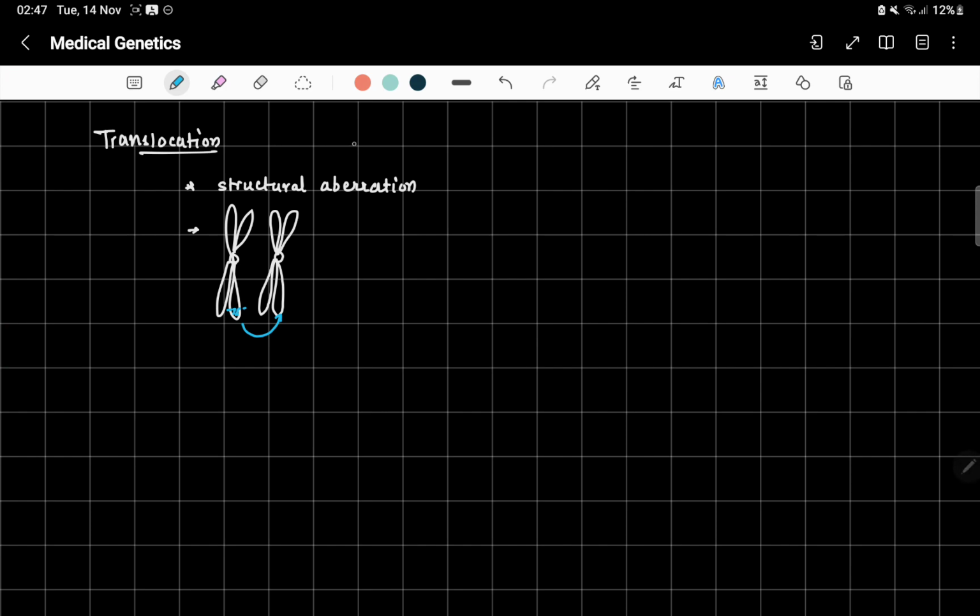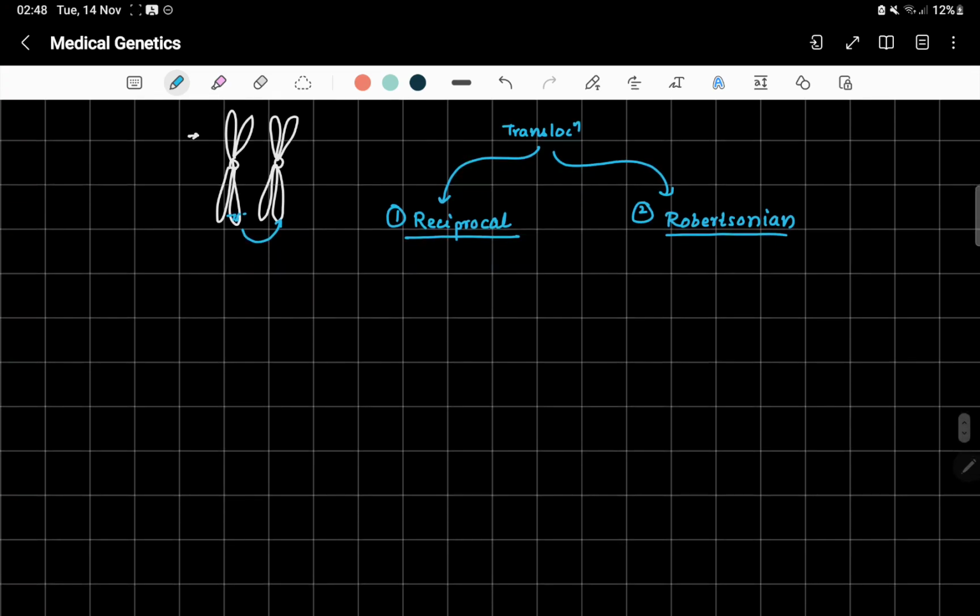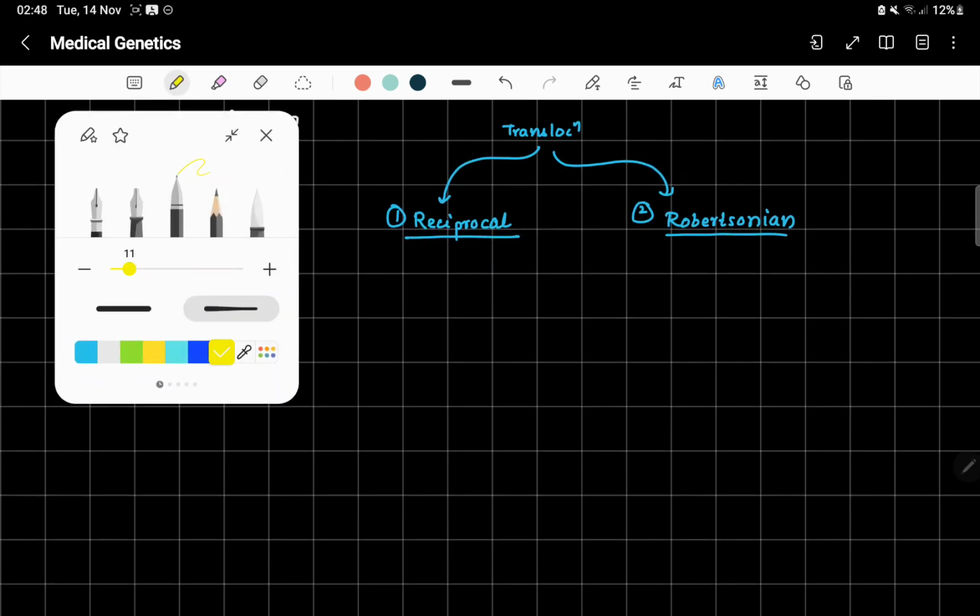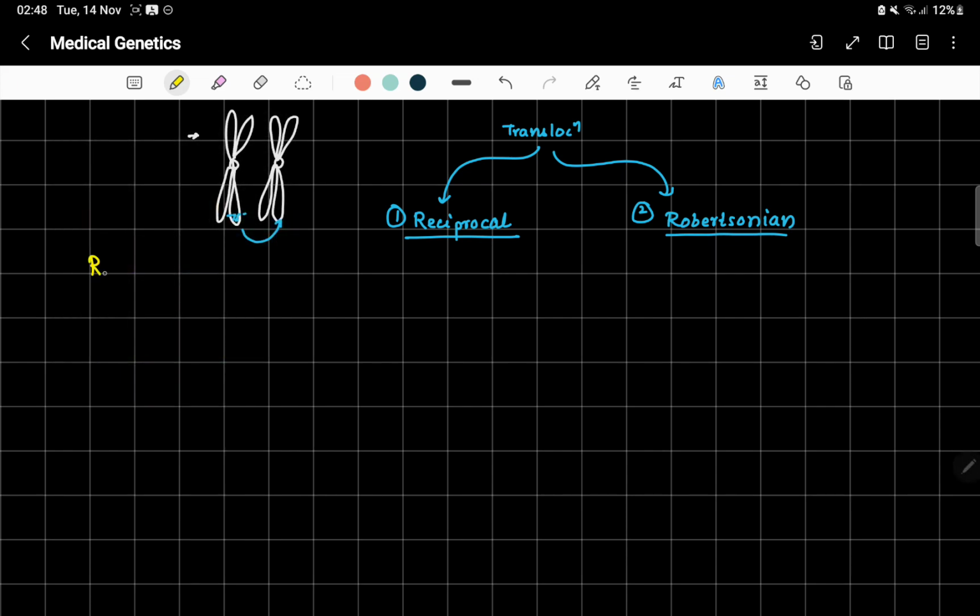So translocation may be of two types. One is called reciprocal translocation, and the second one is called Robertsonian translocation. Okay, so let's discuss reciprocal translocation. It generally involves the breakage of two non-homologous chromosomes, where the centromere is spared.